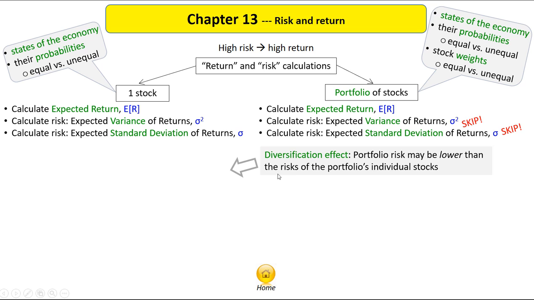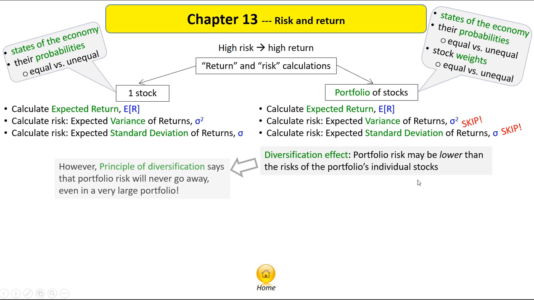Which then made us think that, okay, well, let's add a third stock, then a fourth stock, a fifth stock, and so on. Let's keep adding stocks, play with the weights of these stocks in our portfolio so that the portfolio risk gets even lower. And yes, you will be able to do that, except the principle of diversification says that portfolio risk will never completely go away. You will never be able to get the risk equal to zero, which would mean zero variance, zero standard deviation.